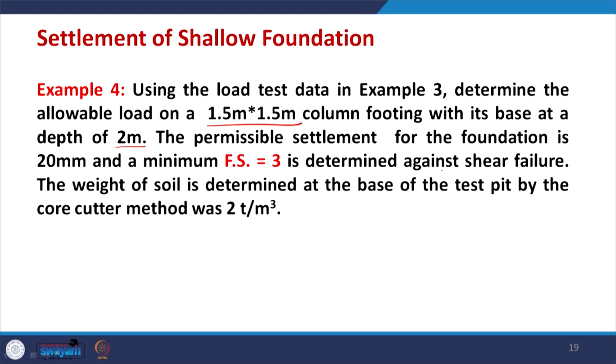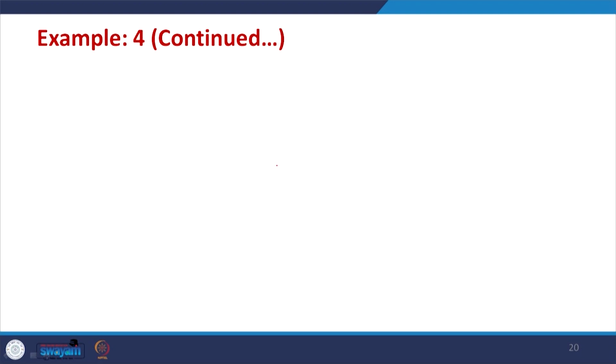The permissible settlement of the foundation is given. So, ultimately what is the question? The question is to determine the allowable load. What load can you allow here? When we talk about allowable load, you require a factor of safety, which is also given in this question, that is 3. That means ultimate load divided by the factor of safety will give you the allowable load.